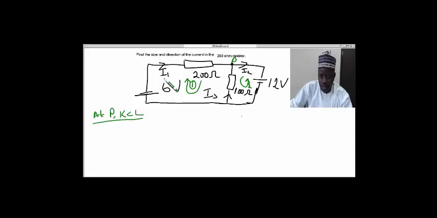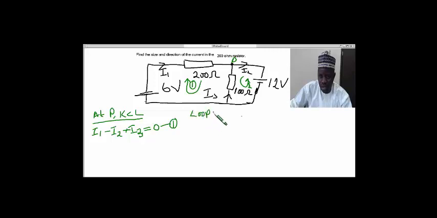So I will assume that currents coming to the junction are positive. Therefore, I have I1 coming, plus, it's going to be minus I2 because I2 is leaving, then plus I3, which is also coming to the junction. So this KCL gives me my equation number 1.